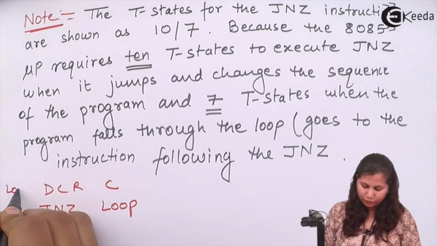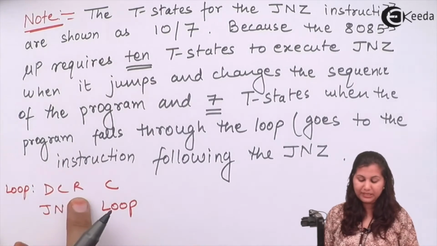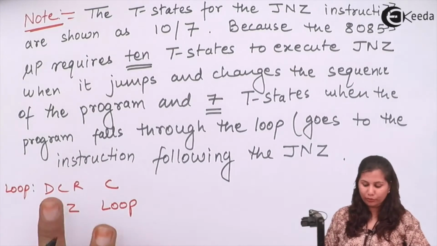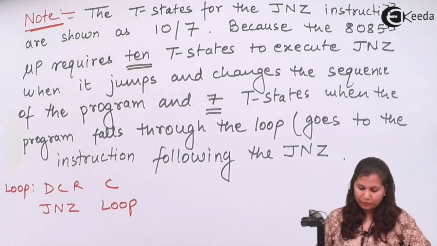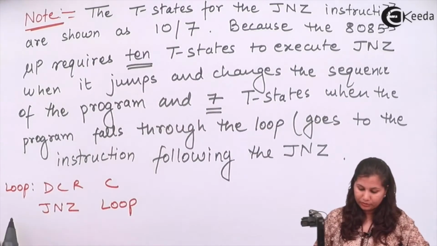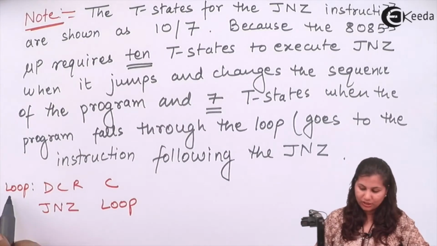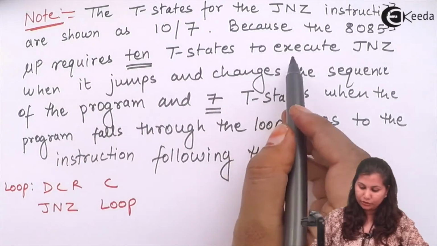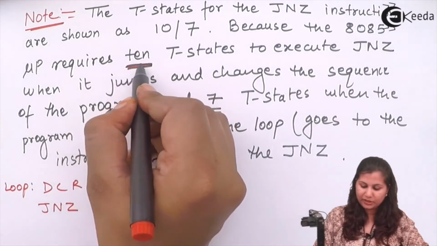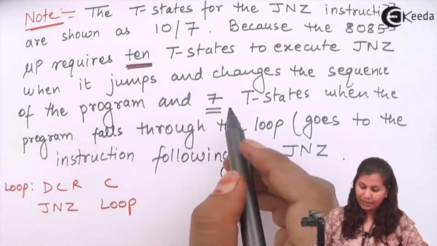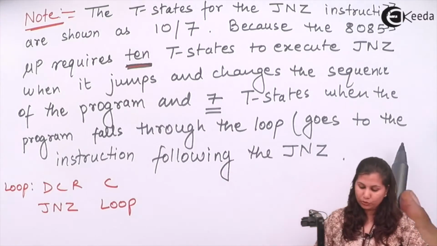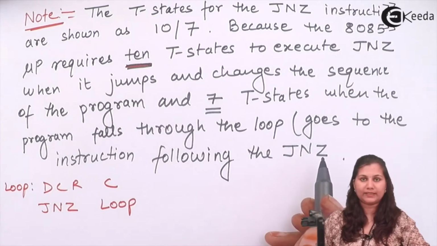So when we are writing the program with DCR C and jump on not zero to loop, and we have the loop here, loop means the address where we are storing the opcode, the machine code for this DCR. So the microprocessor is changing the program sequence. It is jumping again and again until this C is 0. To execute this instruction, the microprocessor requires 10 T states, and 7 T states when the program falls through the loop and goes to the instruction following the JNZ.